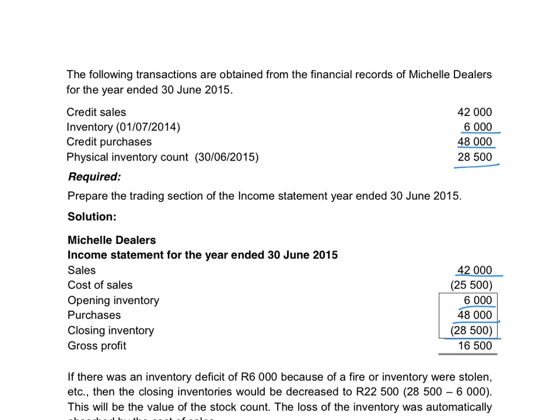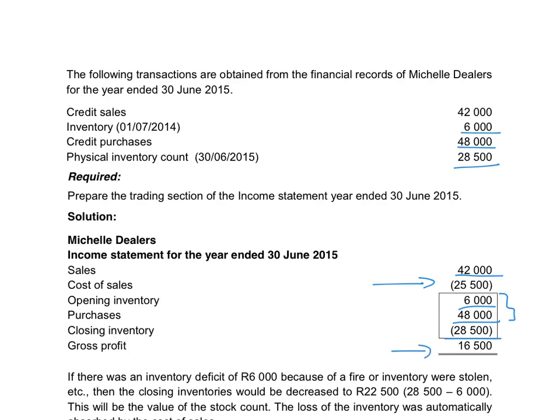So if I add the 48,000 and the 6,000 together, it gives me the total amount that was available for sales. Then I subtract the 28,500 that was not sold to determine what is the cost of sales figure. And if we have the cost of sales figure, we can determine what is the gross profit.